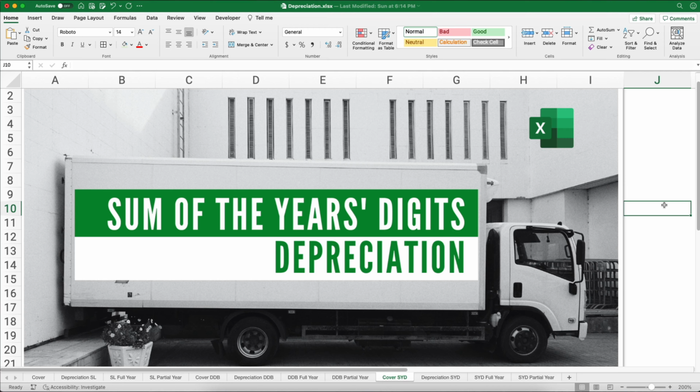Hello and welcome. Today we're working on sum of the year's digits depreciation. Now this is one of the methods in accounting, and so we're going to show two different examples, one with a full year, one with a partial year.